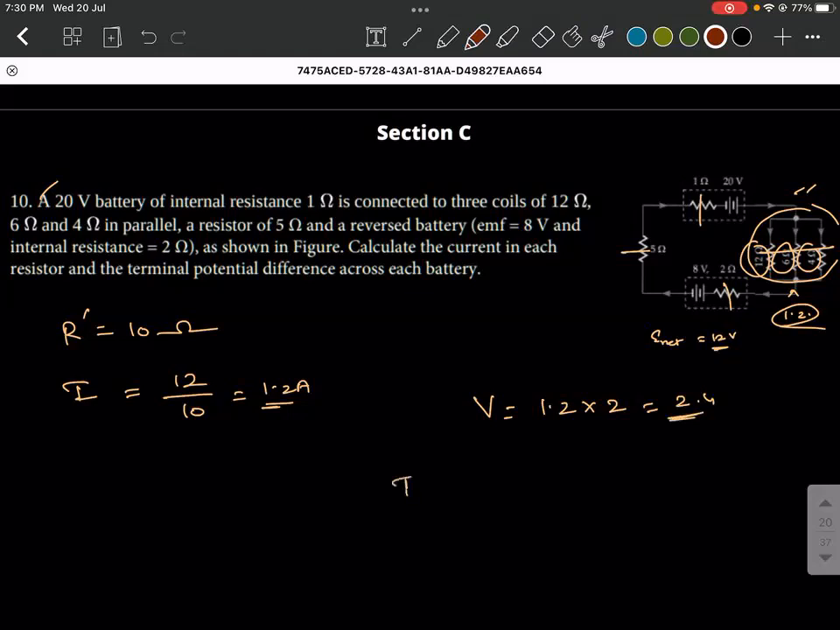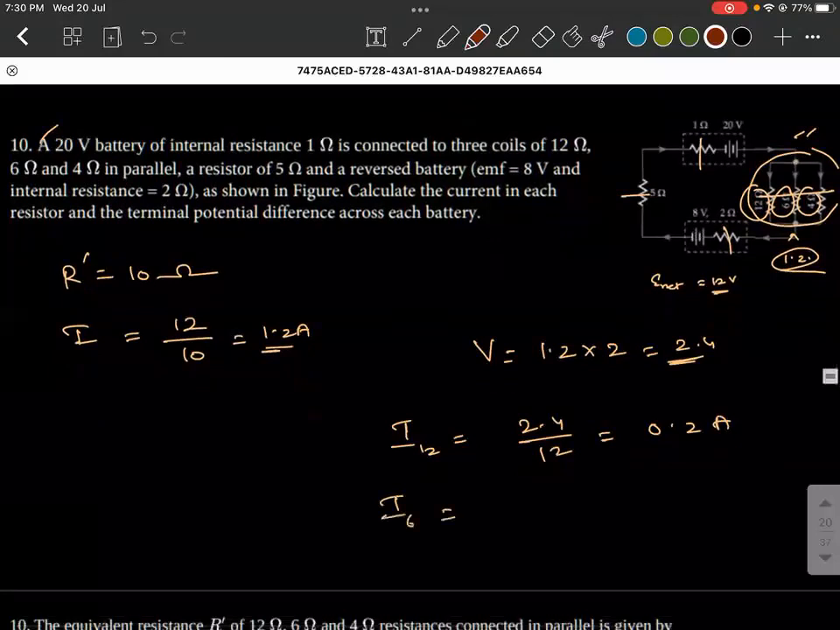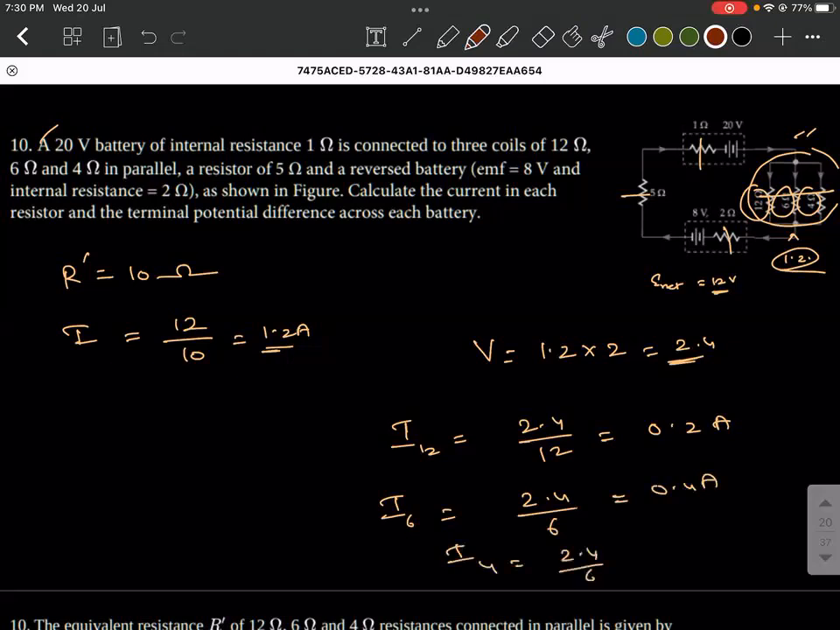So the current across 12 will be 2.4 divided by 12, that is 0.2. The current across the 6 ohm will be 2.4 divided by 6, that is 0.4. And the current across the 4 ohm will be 2.4 divided by 4, which is 0.6. So these are the 3 current values. The sum of all the 3 will give you 1.2 only.